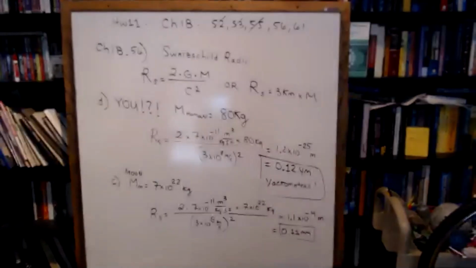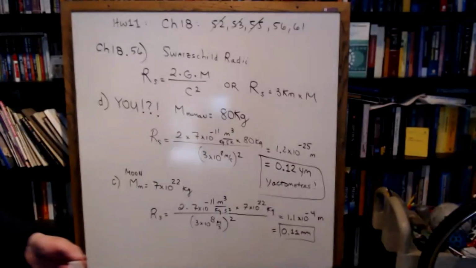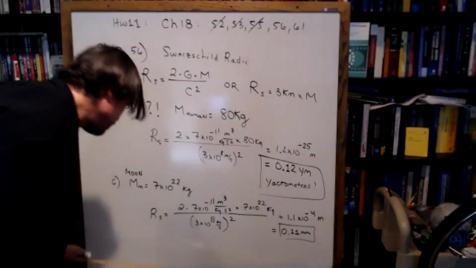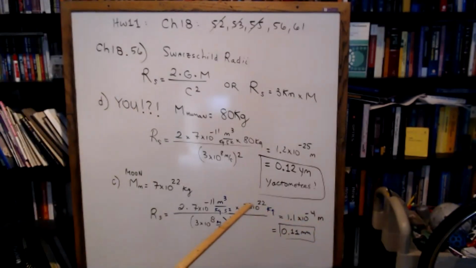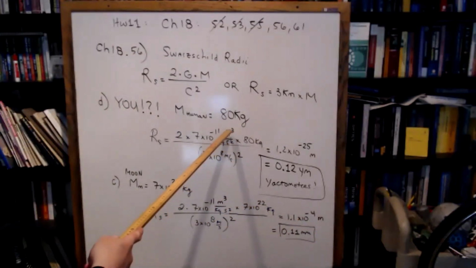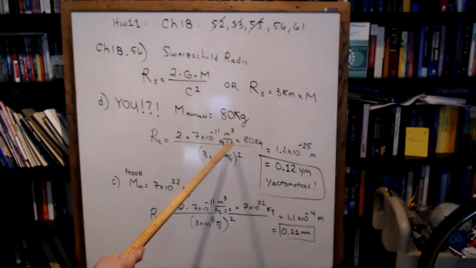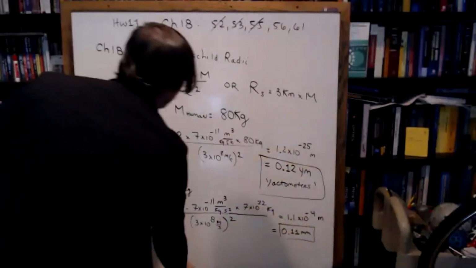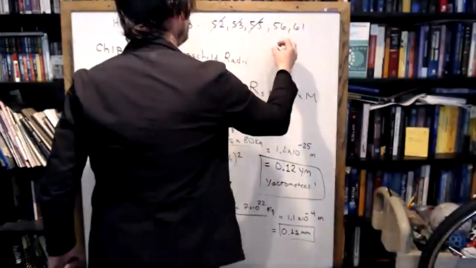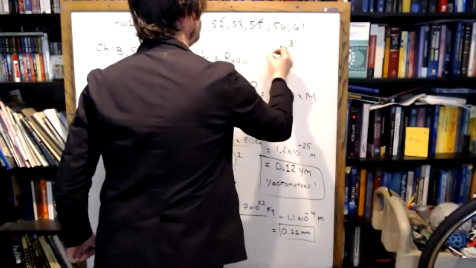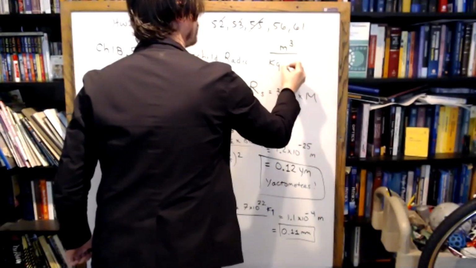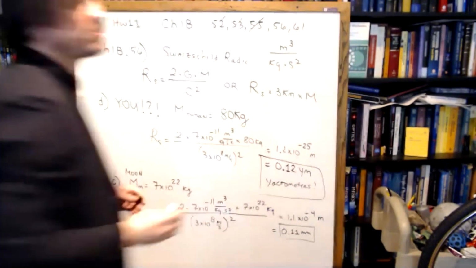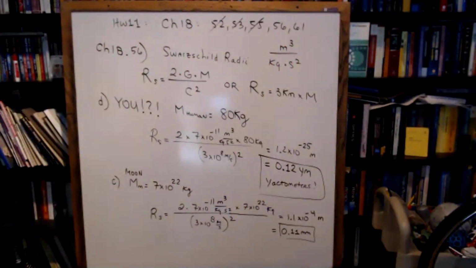What is under the meter 3? I can't read that. Is that G? Yes, meters cubed per kilogram per second squared. I'll write it up here. I was trying to go quick. The units of G are unruly.